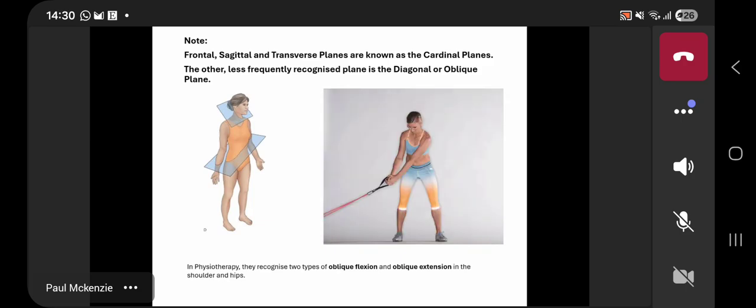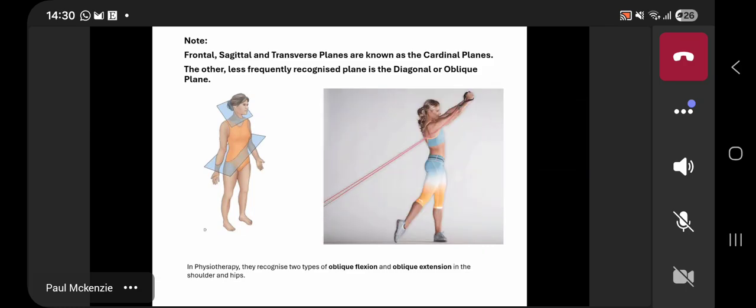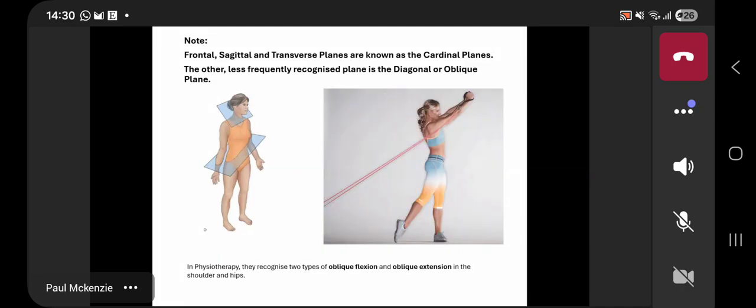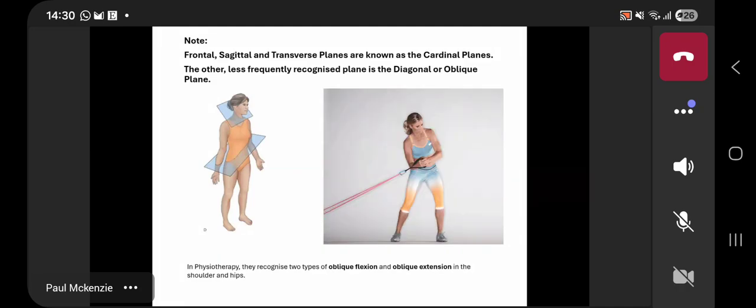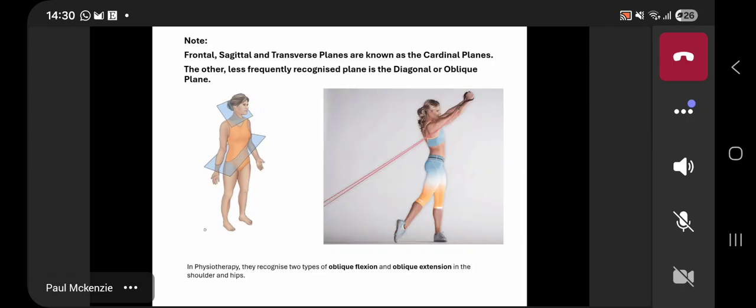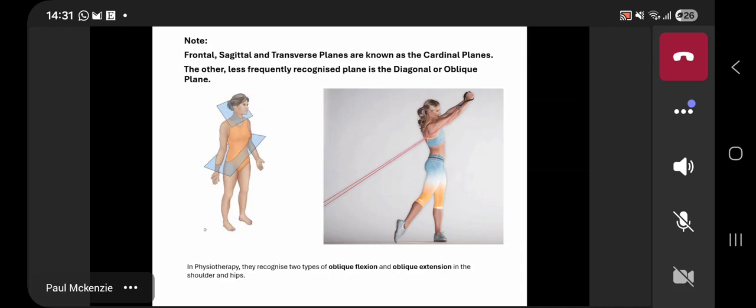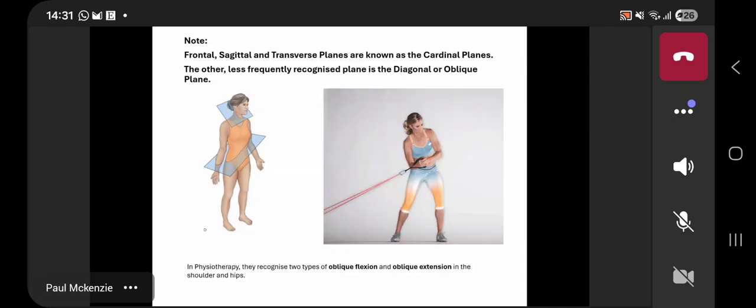This bit I've added is important for you to know, but not from a course perspective. There'll be nothing in the course that requires you to talk about this, but it is important that you are aware of it, because you probably do this movement at some point in the gym anyway. Frontal, sagittal, and transverse, the ones from the previous page, are known as the cardinal planes. But we also have the diagonal or oblique planes, and they coincide with what I showed you earlier when I talked about diagonal flexion and diagonal extension.